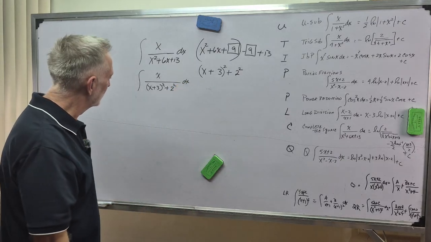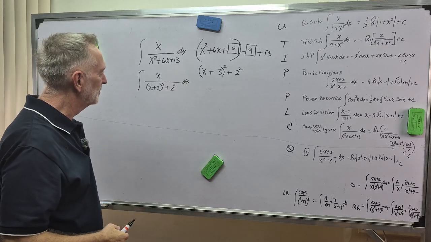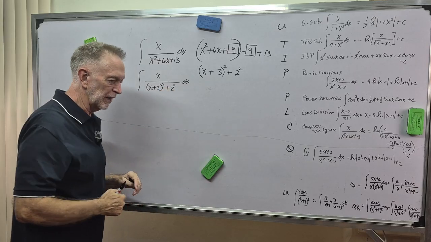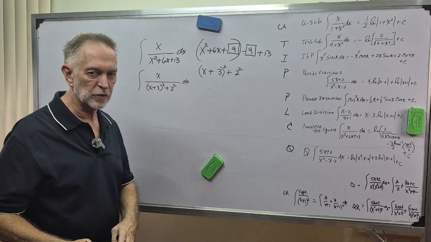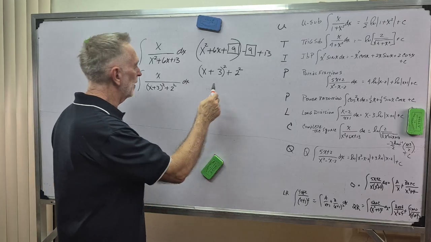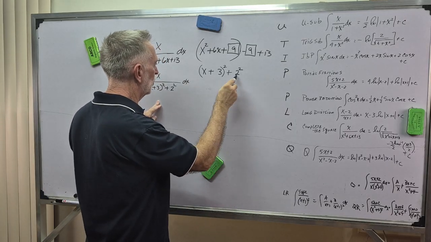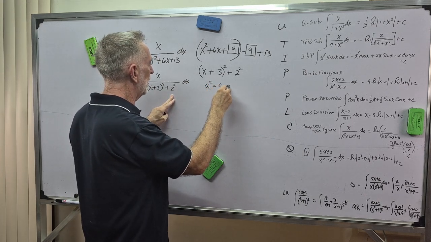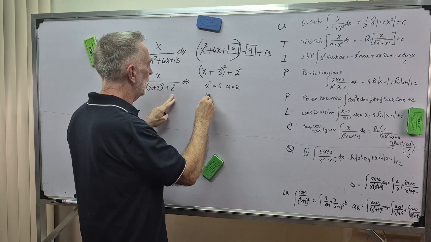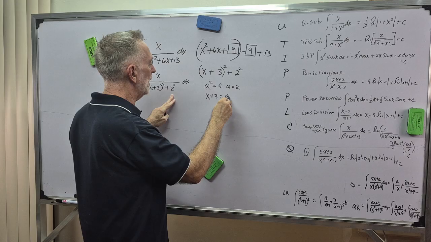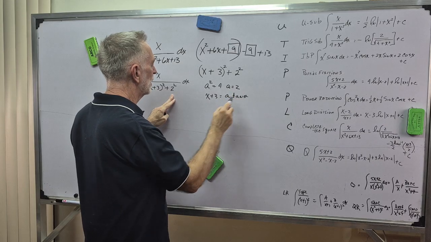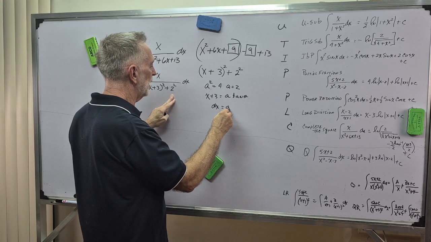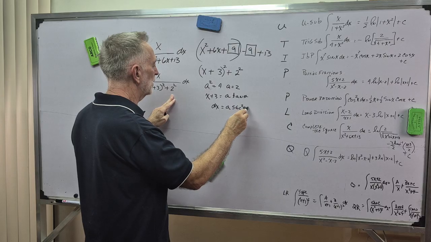But we're not finished. What are we going to do with that? Recall what we said earlier. We have something squared plus something squared. That looks like tangent squared plus 1 squared. Let's do that. Let's try that. Okay, so this would be my a squared term. So a squared equals 4, a equals 2. So x plus 3 equals a tangent theta. So if I take the derivative of both sides, dx equals a secant squared theta d theta.